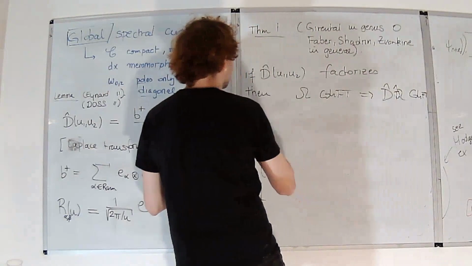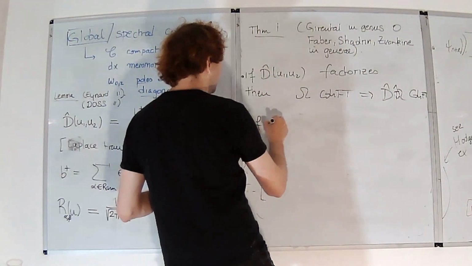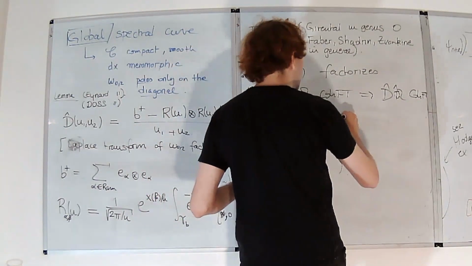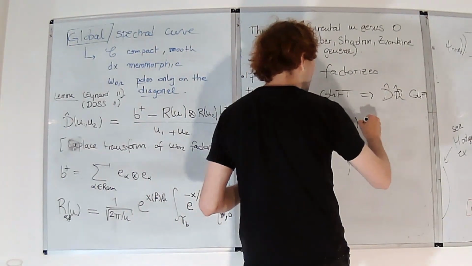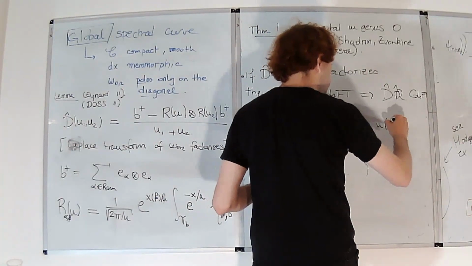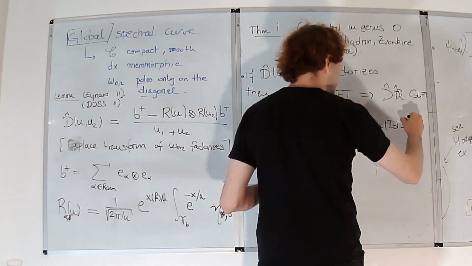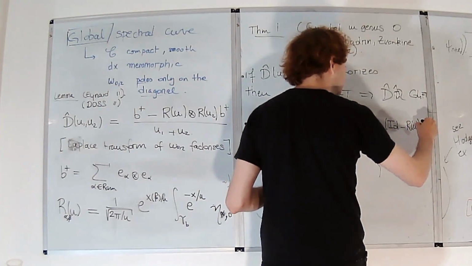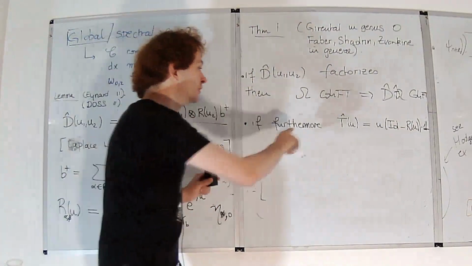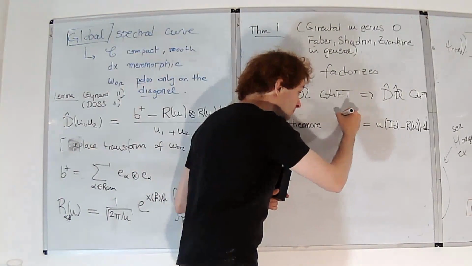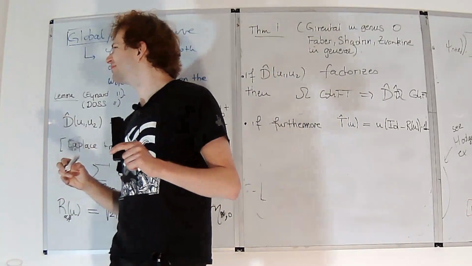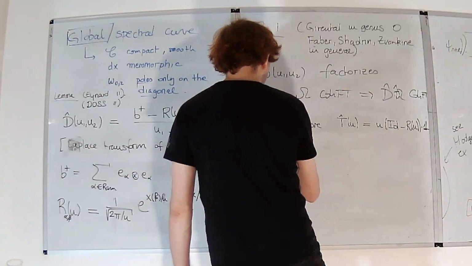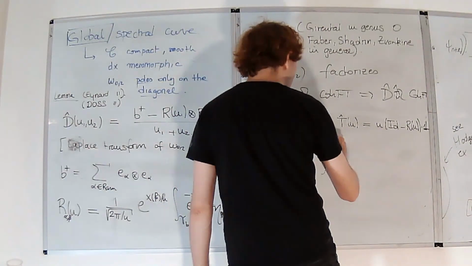That was the first part. If furthermore T of U is U identity minus R of U applied to the unit. It's a very specific form for the T hat matrix. Then this also preserves CohFT with unit.